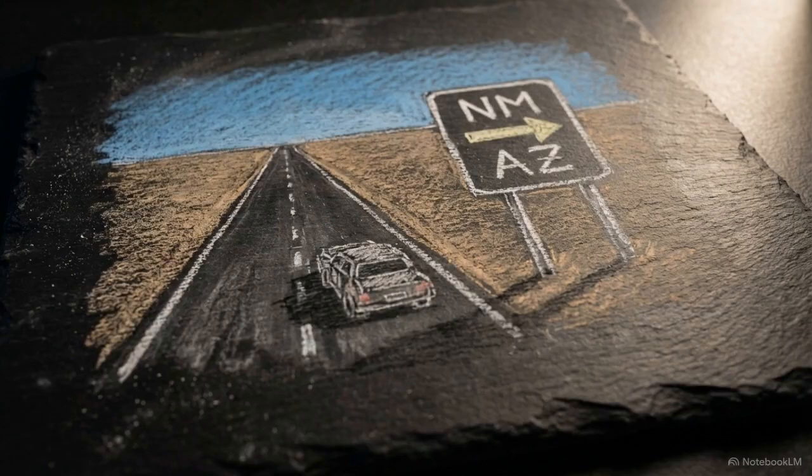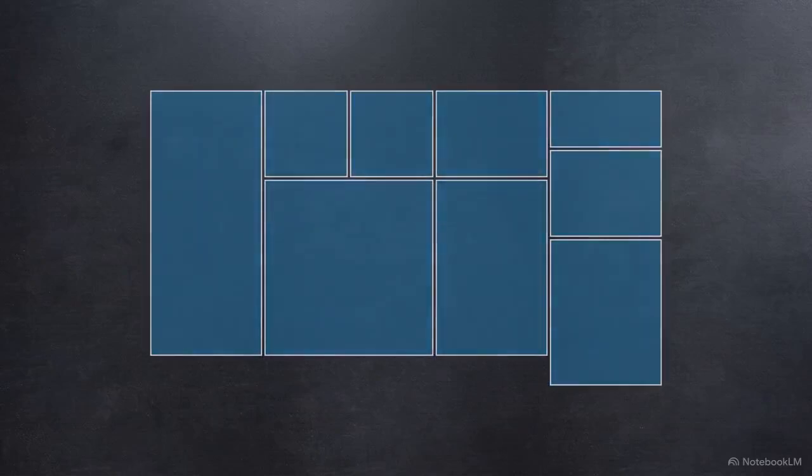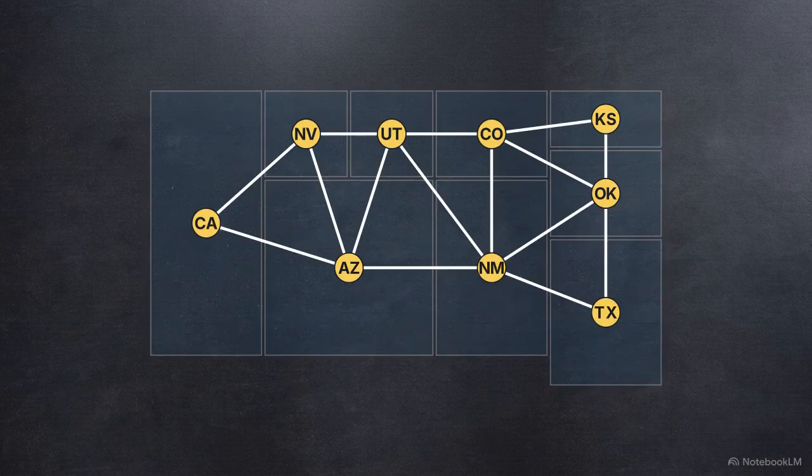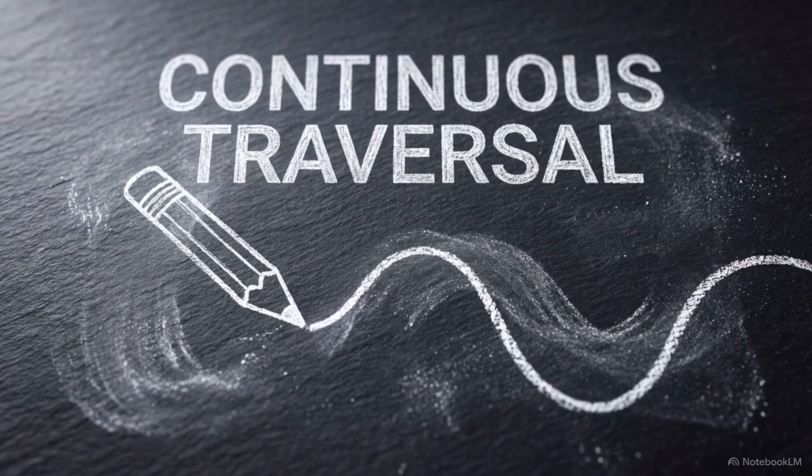Imagine planning a road trip through the American Southwest. Your routing constraint is strict. You must cross every shared state border exactly once. Translating the physical map into a graph, we assign the 9 states as our nodes and the shared borders as our edges. Navigating this network requires an Euler path. An Euler path is defined as a continuous walk through a graph that uses every single edge exactly once.